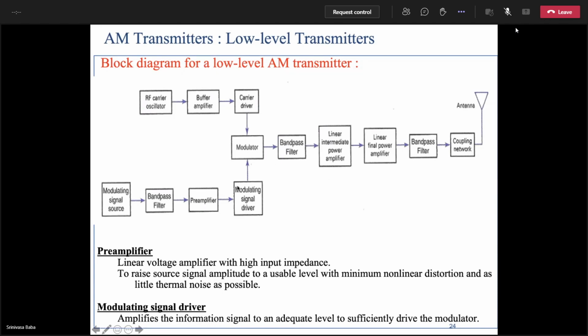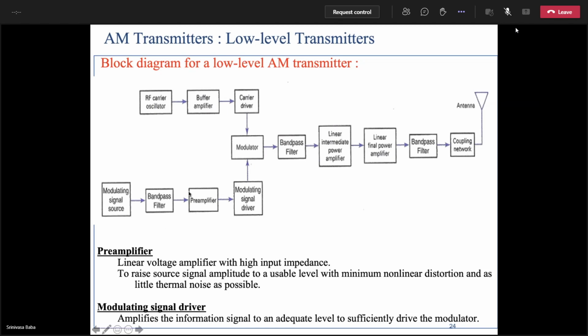Except this, everything is the same. Here we have used a preamplifier. So you can see a preamplifier is nothing but a voltage amplifier. Instead of a power amplifier, we use a voltage amplifier with high input impedance. Why do we require a high input impedance? Any high input impedance device can be used as a buffer amplifier.